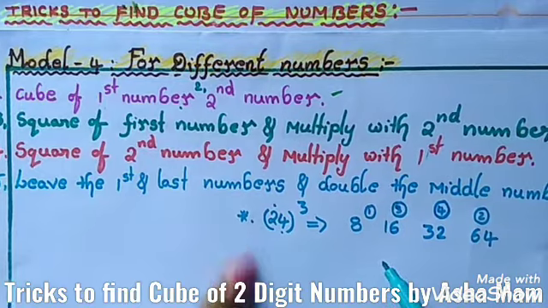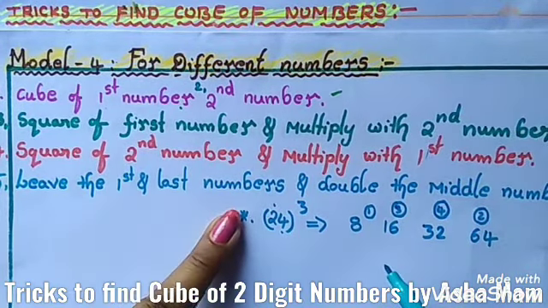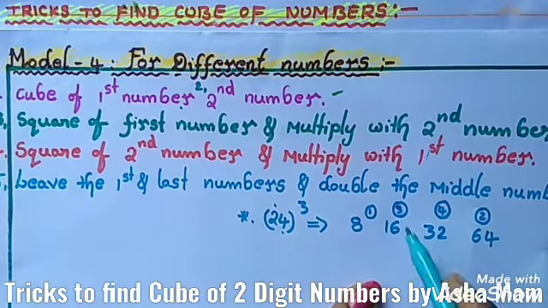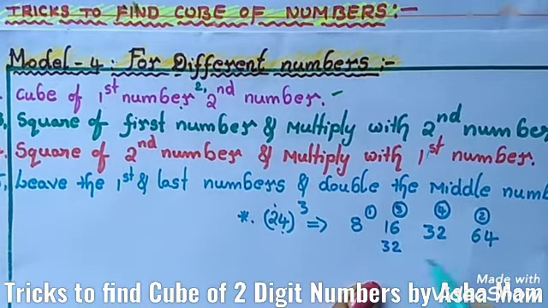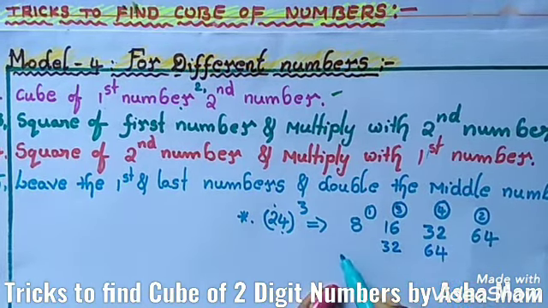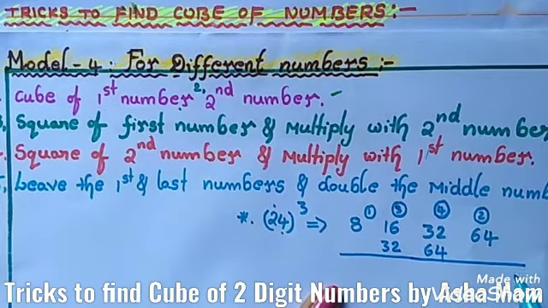And rule number 5 means leave the first and last numbers and double the middle numbers. Double means 16 into 2, 32. 32 into 2, 64. Simply, and we have to add these numbers.